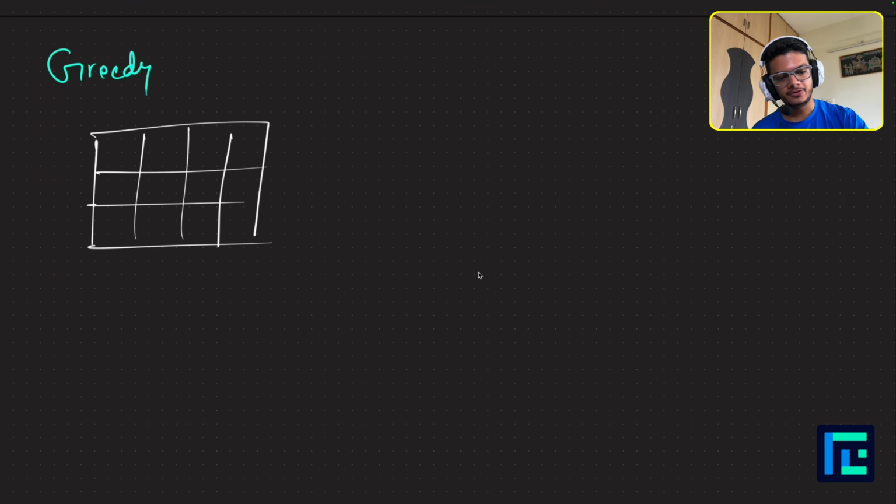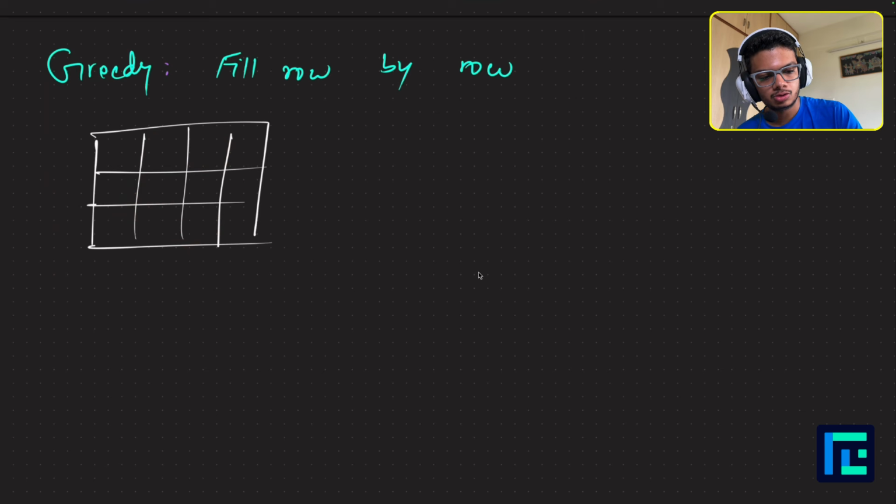If I just fill this cell correctly, this cell correctly, individually, I might get the globally optimal solution. That is my assumption. If I just do my bit at every level independently of others, I might get the globally optimal solution. So that is the main idea of greedy. Now, what is a greedy strategy here? The greedy strategy here can be to just fill row by row, column by column, and see what you can do.